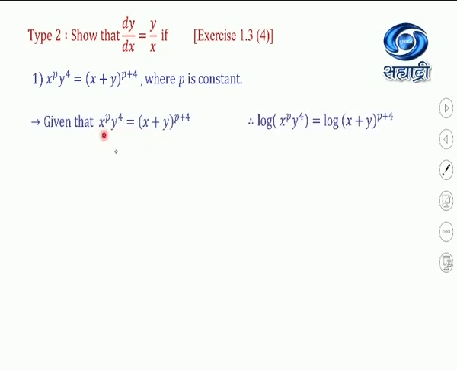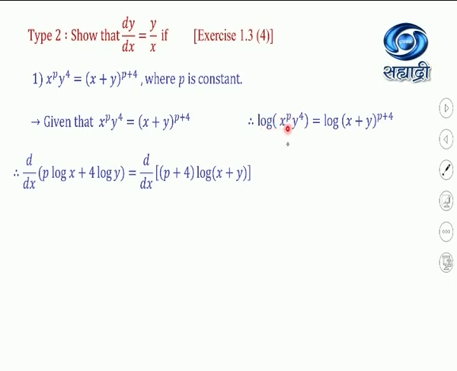Now by taking log of both sides. Why do we take log of both sides? Because this is a function raised to a function. So for the sake of simplicity, we take the log of both sides. We get log of left hand side equal to log of right hand side. Now we take the derivative of both sides, d by dx of left hand side. What is our left hand side? X to the power p into y to the power 4.